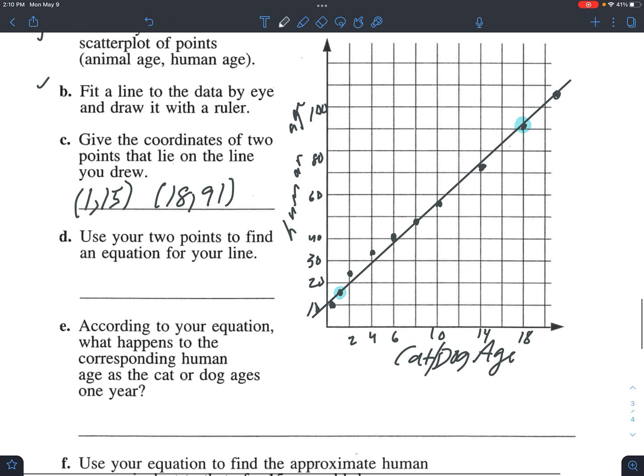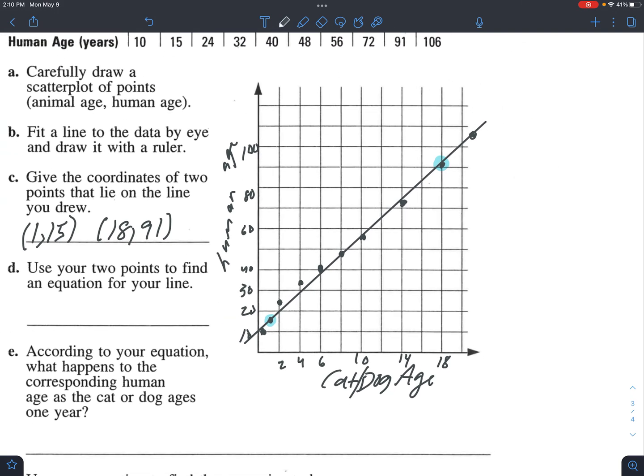So you have to use 2 points to find an equation. Okay? So with 2 points, you can find the slope. I want to do this over here. So the slope is going to be y2, 91, minus 15 over 18 minus 1. So the slope should be 76 over 17. Let's make sure that's right. Yep. And let's go ahead and divide and get a decimal, because that's probably not going to divide evenly. So this is around 4.47.